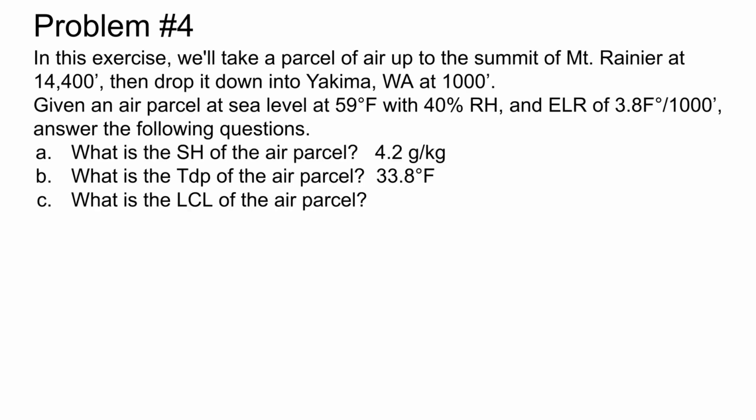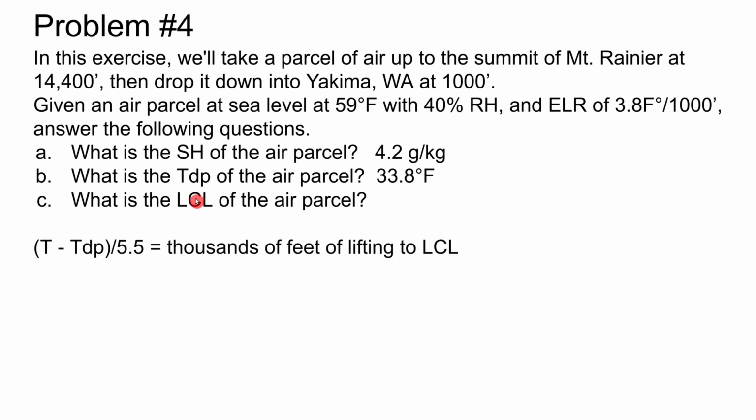So now that we know the dew point temperature, we can figure out what the lifting condensation level is. The formula to find the lifting condensation level, or how far you have to lift it to the lifting condensation level, is current temperature minus dew point, so how much you've got to cool that parcel, divided by the dry rate, 5.5 degrees of cooling for every 1,000 feet that you lift the air.